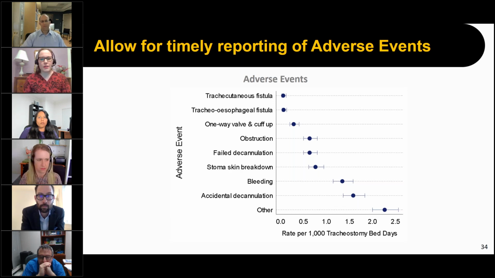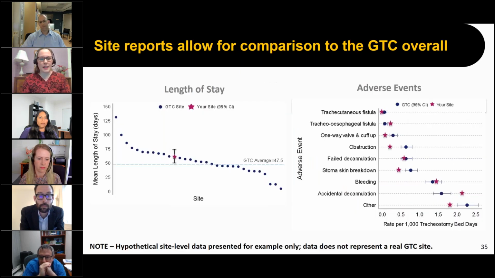Regular data entry also allows for the timely reporting of adverse events experienced by trach patients, indicating additional potential opportunities for improvement. And the site reports allow for comparison of your site's case mix and performance to the aggregate performance of the GTC overall on demographics, clinical factors, comorbidities, utilization, and outcomes. And sites may use their reports for internal reporting, benchmarking, and to inform local QI efforts like those that Josh just highlighted in his talk.